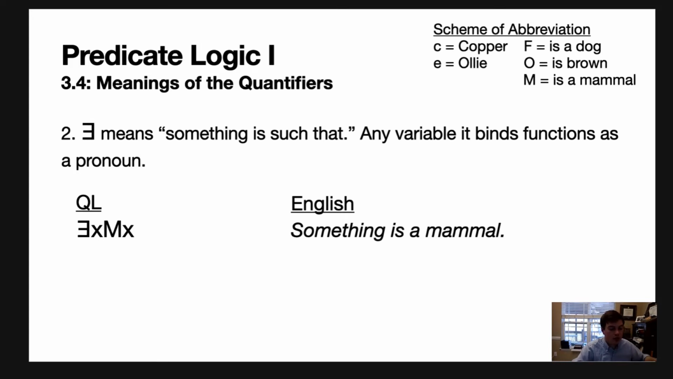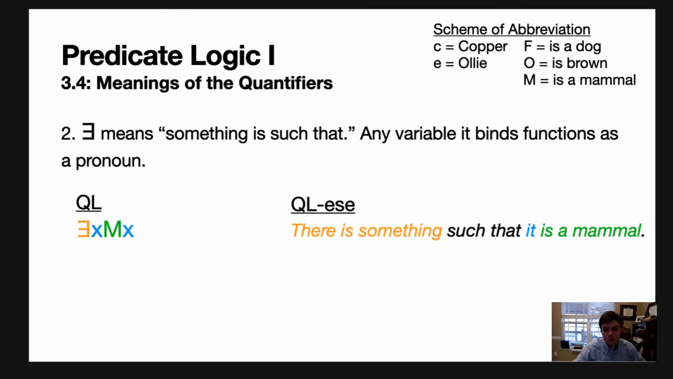It's general in that it doesn't name any particulars, but it's not so general as to encompass everything whatsoever. Instead, it just says there's something or other, we don't know what it is, that is a mammal. So in quantifier-ese, the bridge language between English and our symbolic language, you can think of this sentence as saying there is something such that that something is a mammal.